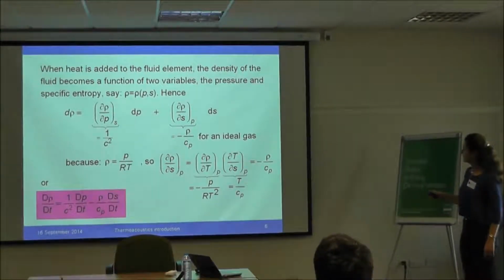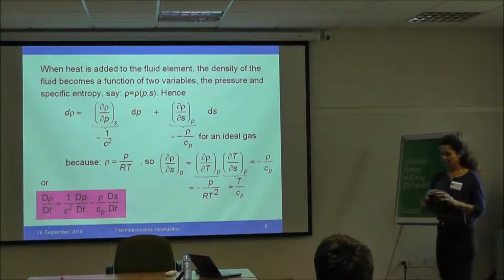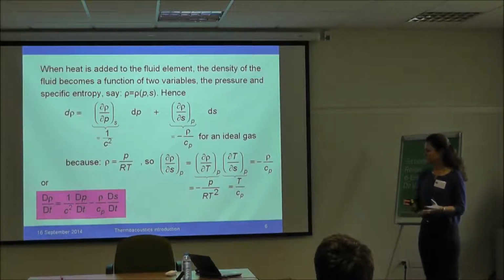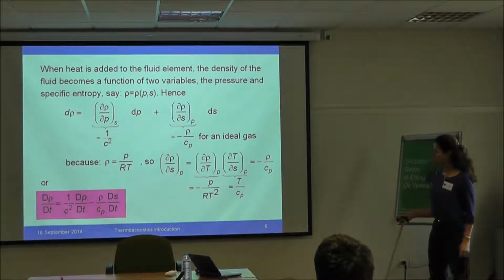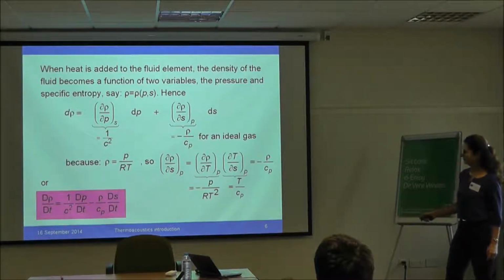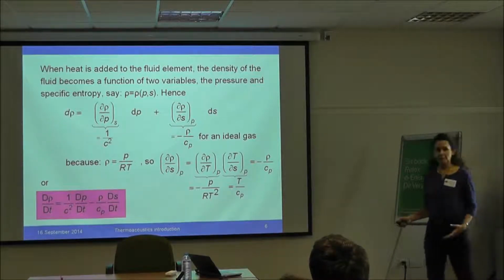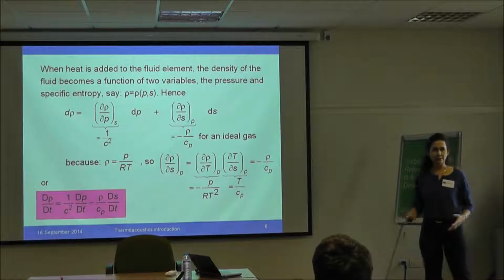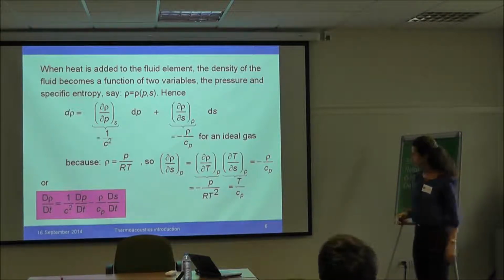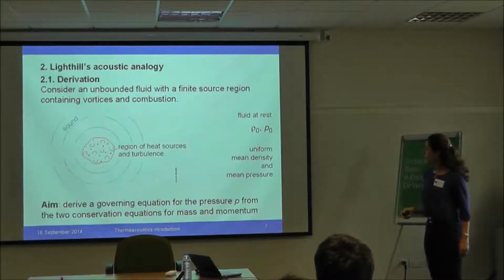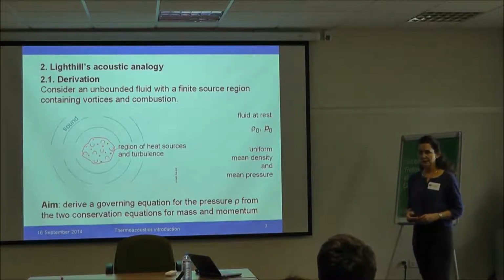So if we sum all this up, we can say that if you have a certain mass element, its density changes according to this equation. d rho by dt is given in terms of the change of pressure, dp by dt, and in terms of the change of the entropy. And that is an important equation. I've put it in a pink box to highlight it. I'm going to come back to that. Right, so that's the basics.